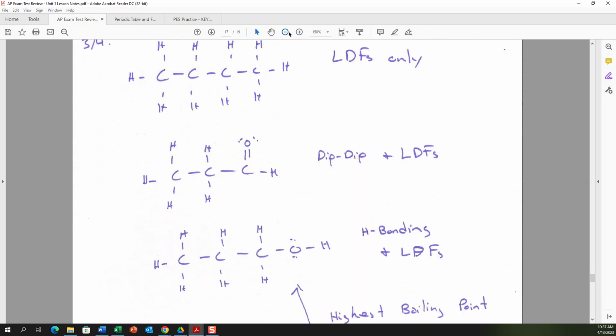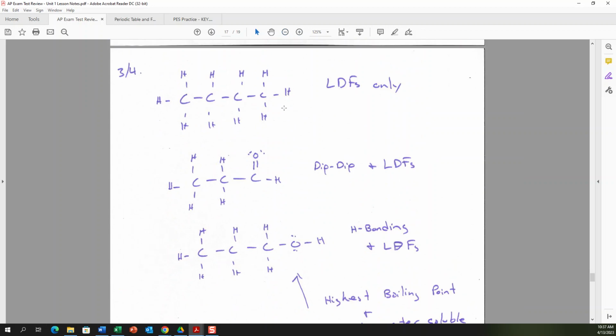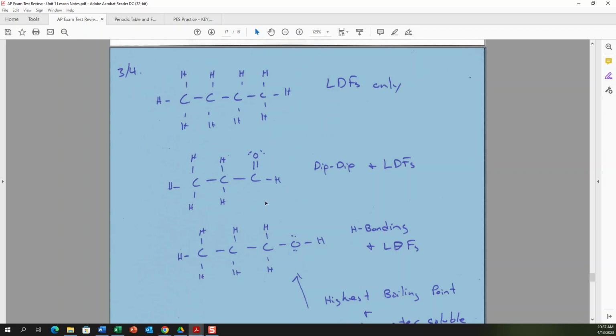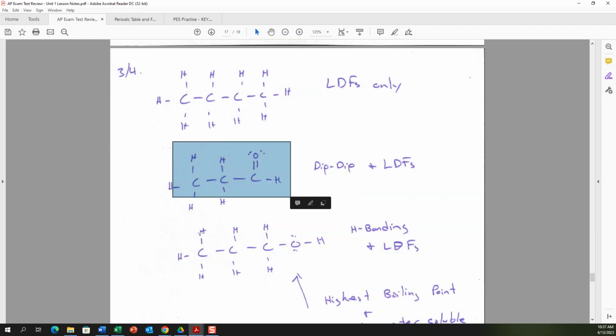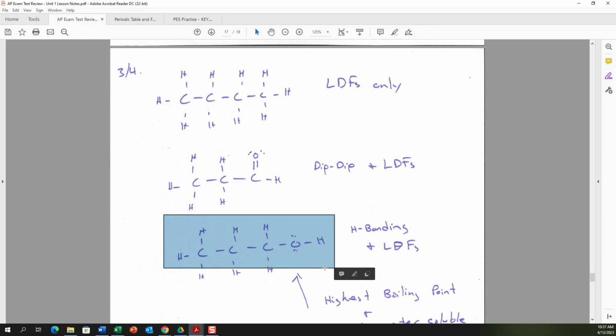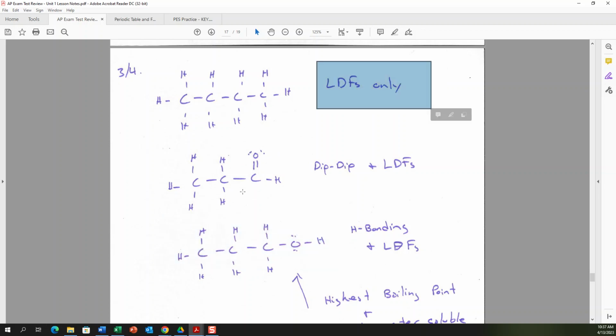So again, organic shows up, but it's really just about IMF. Here we've got butane, propanal (an aldehyde), and propanol (an alcohol). You don't have to know that this is propanol, or that this is an alcohol group. Well, maybe butane, since we did go over that kind of nomenclature back in Chemistry 1. But the main thing is hydrocarbons are nonpolar, so only London dispersion.